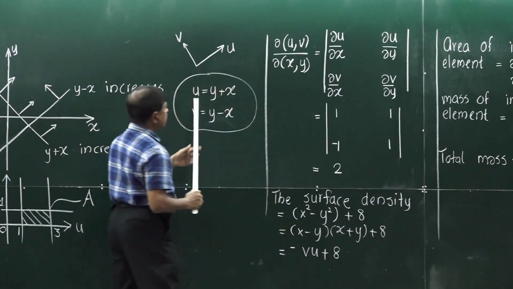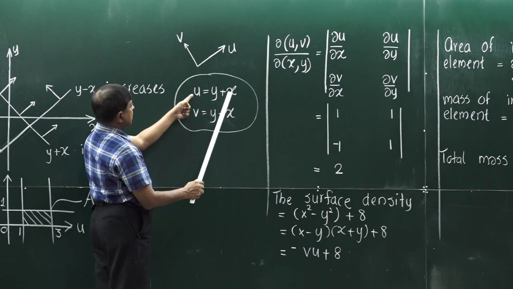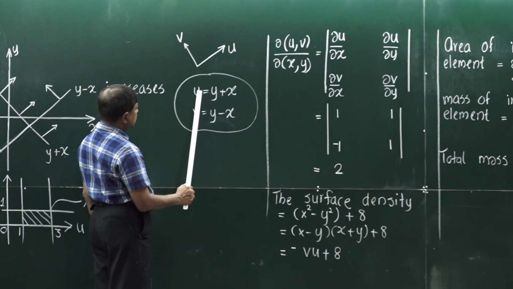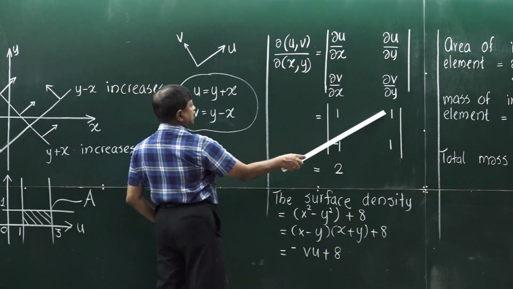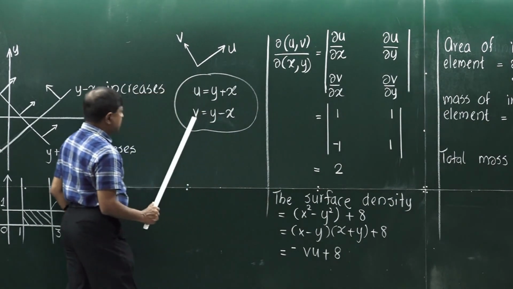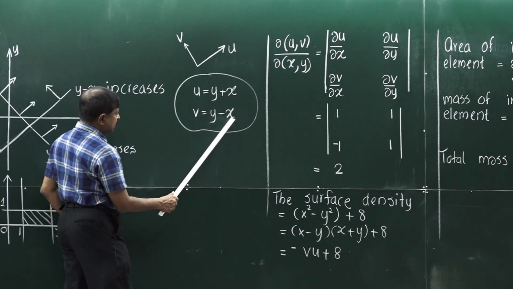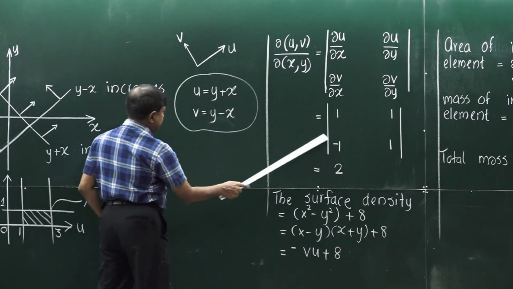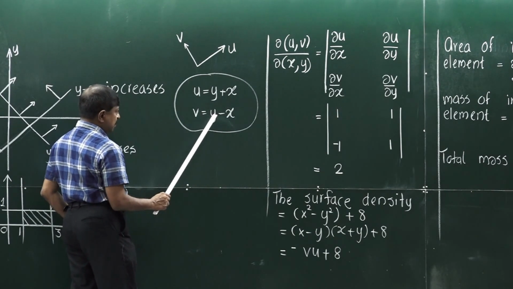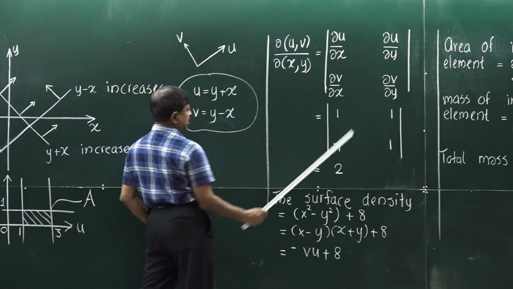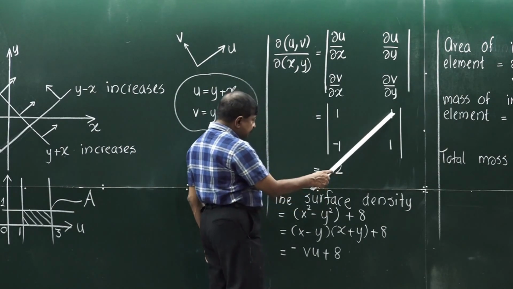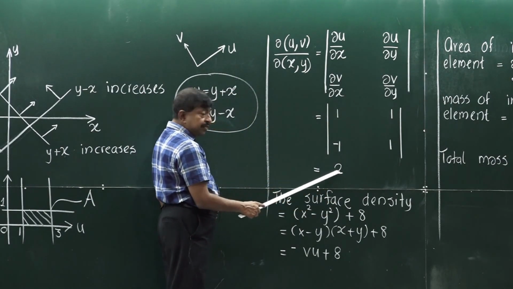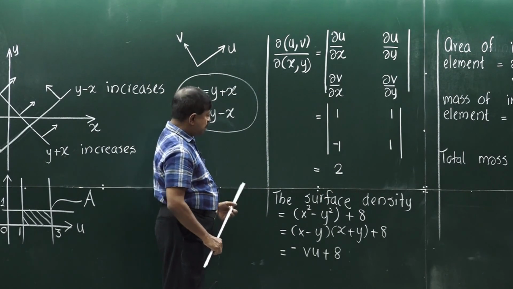Now, you can easily find partial u over partial x, which is 1, keeping y as a constant. Partial u over partial y is 1. Then partial v over partial x should be minus 1. Partial v over partial y is 1. Then you can evaluate this determinant. It is 1 minus minus 1, which is 2, right.